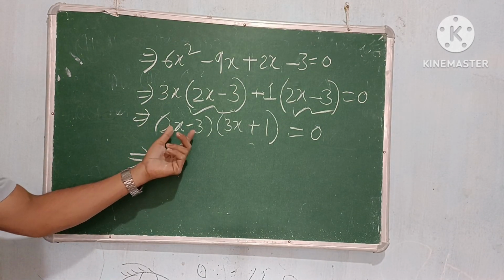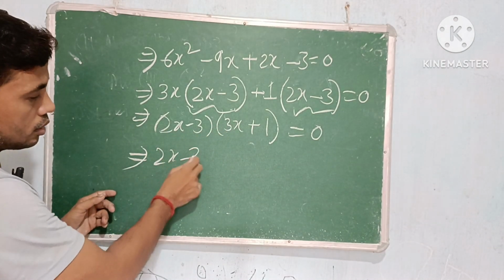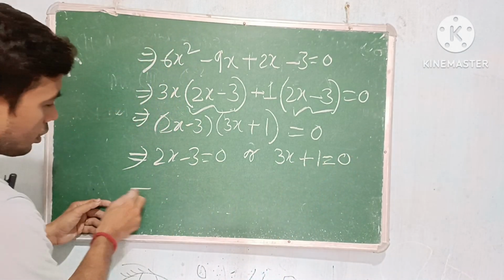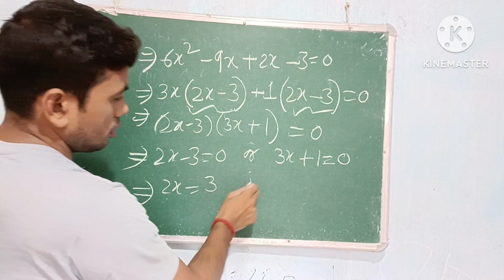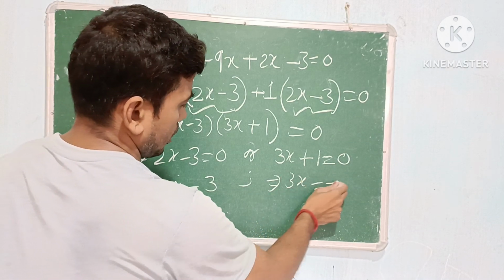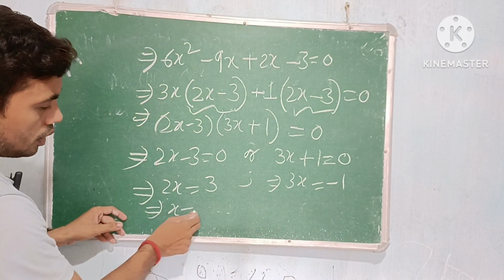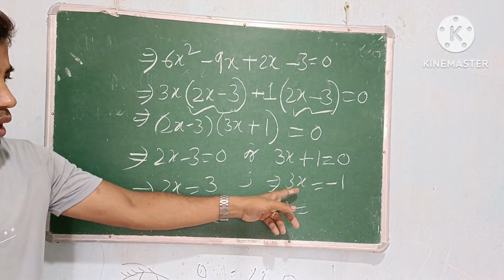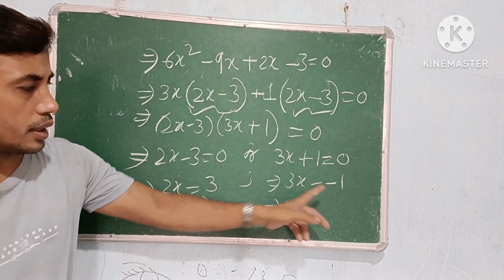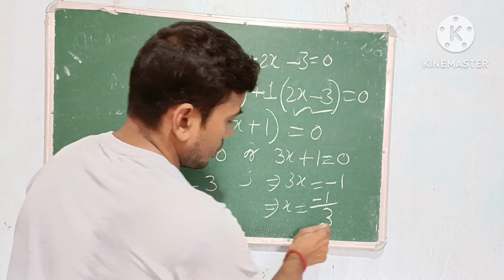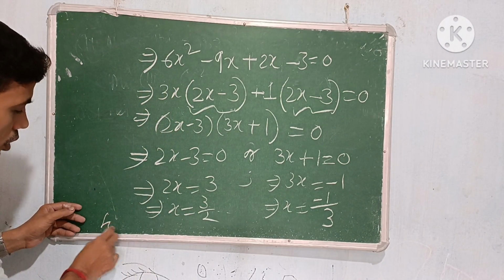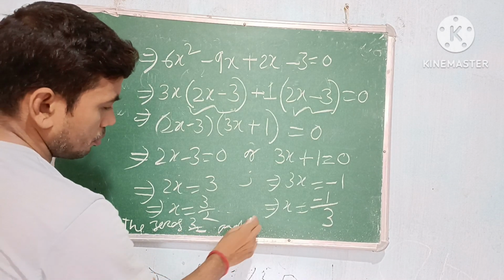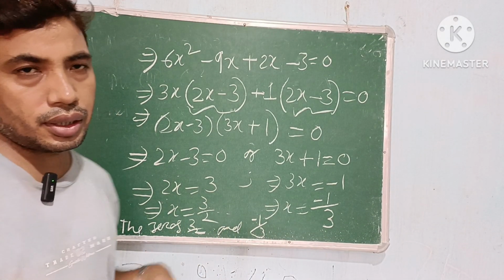This is equal to 0. Multiplication of two terms is 0, that means this is 0 or this is 0. We have 2x minus 3 is equal to 0 or 3x plus 1 is equal to 0. This means 2x is equal to 3 or 3x is equal to minus 1. So we get x is equal to 3 by 2, and here 3 is multiplied with x, so if we transfer 3 from the left side to the right side, we get minus 1 by 3. So the zeros are 3 by 2 and minus 1 by 3.